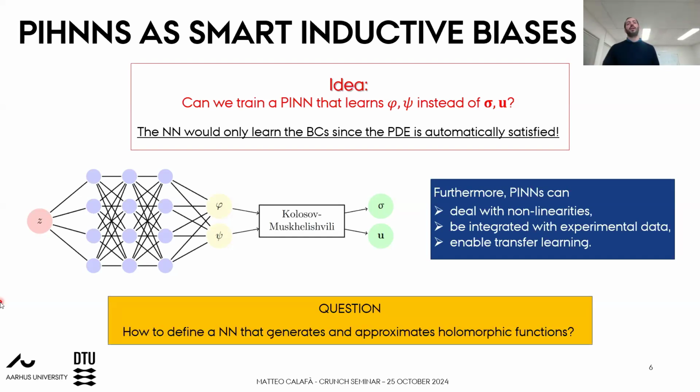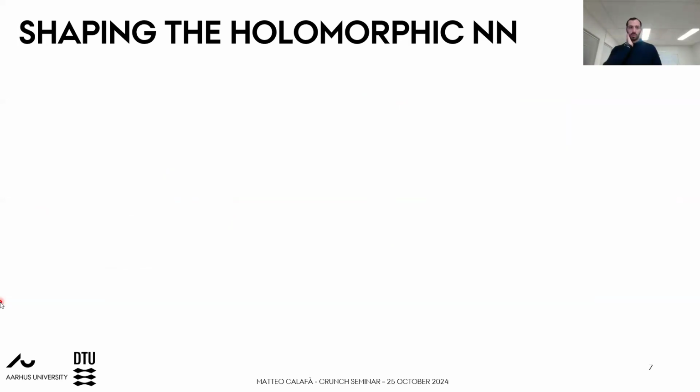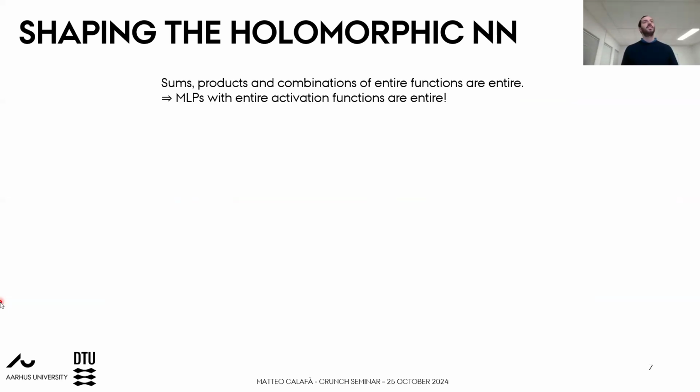How to define a neural network that can generate and approximate all holomorphic functions? We want this condition to be true, and we want to define our neural network in a way that this condition is satisfied. You can also imagine that whenever the output is not holomorphic, the whole representation will fail, and therefore our whole strategy will give wrong solutions. So we need to be completely sure that the output is holomorphic and that our neural network will approximate all holomorphic functions. This is our goal. That's why we address the new challenge of shaping our holomorphic neural network, the PIHNN.